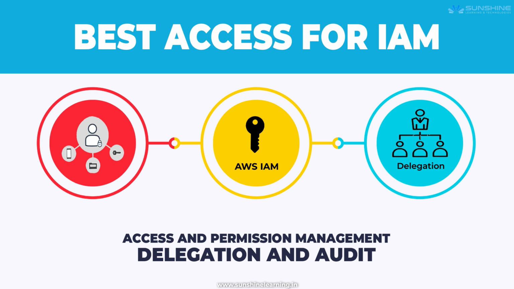AWS IAM is a service through which we can delegate access to multiple users. From here we can provide access and do permission management. We can do the auditing also. From IAM, I can check who has logged in to the AWS account, what was the last duration, and when the login happened. All those things from the audit perspective, I can view from IAM.